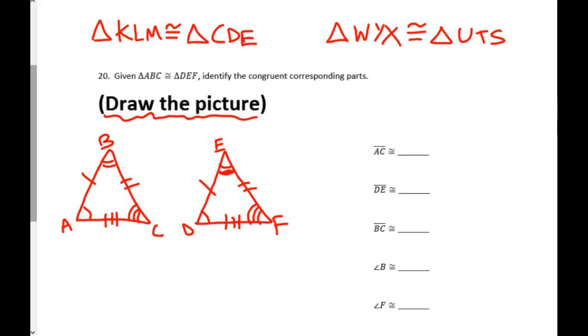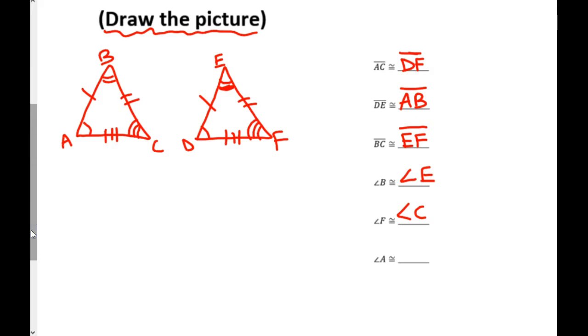AC corresponds with, matches up with, is congruent to DF. DE, 1 tick, matches 1 tick, AB. Notice how if there's segments, I put a segment on top. BC, 2 arc, EF, 2 tick marks. Order matters. Angle B, angle E, angle F, angle C, angle A, angle D.